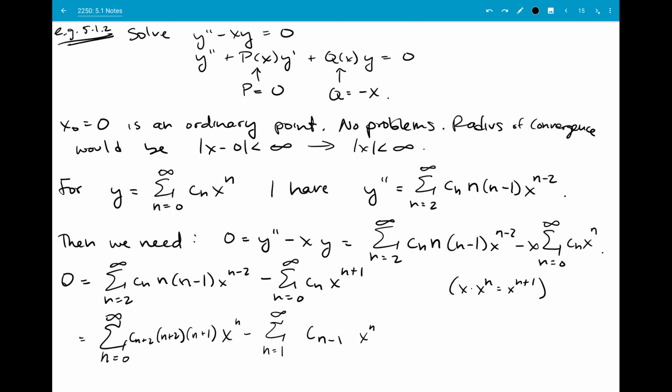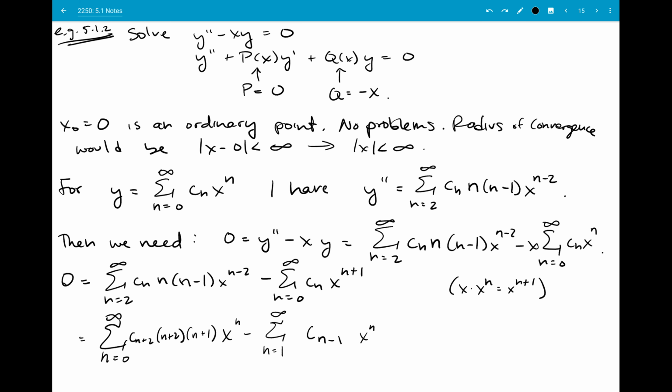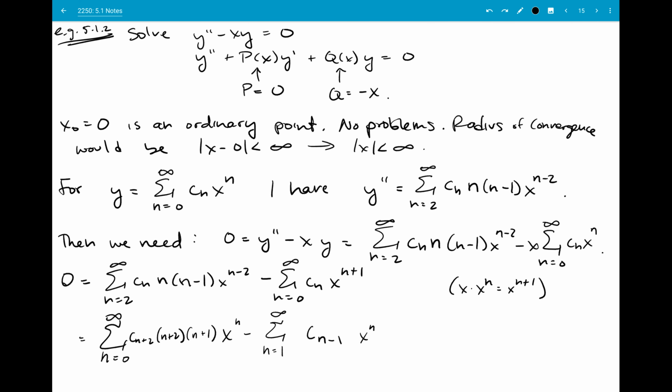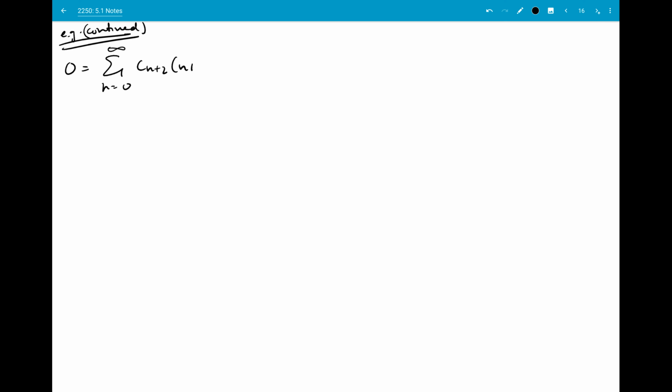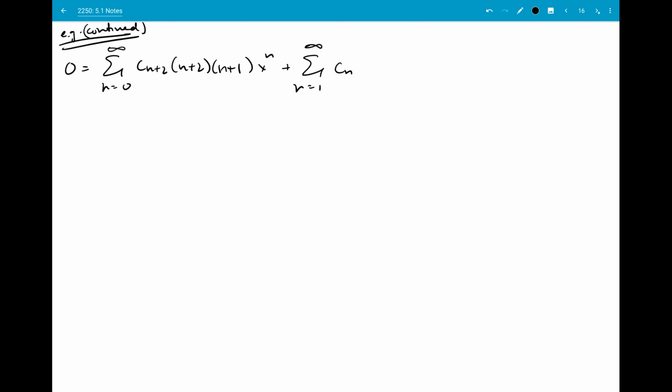Now I need to make the indices line up. So I want to have 0 equal to the sum from n equals 0 to infinity of C sub n plus 2, n plus 2, n plus 1, x to the n, plus the sum from n equals 1 to infinity of C sub n minus 1, x to the n.